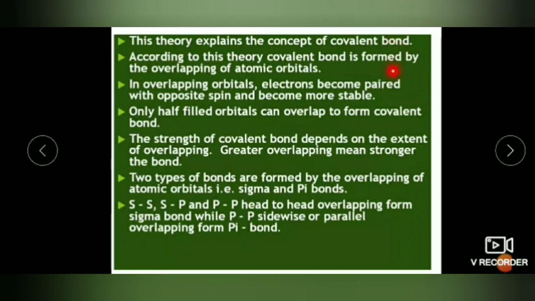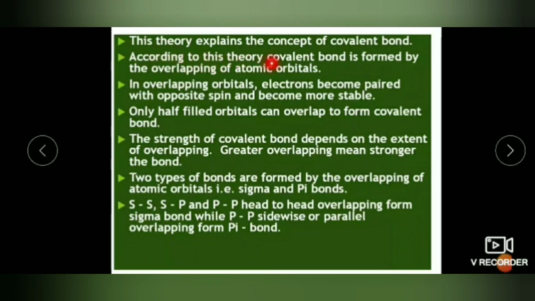These are the postulates of the valence bond theory. It is very important. Let us discuss one by one. First, I will tell what the postulates are. This theory explains the concept of covalent bond. So the first postulate: it explains the concept of covalent bond, meaning there is a mutual sharing, and how the mutual sharing takes place between the atomic orbitals.